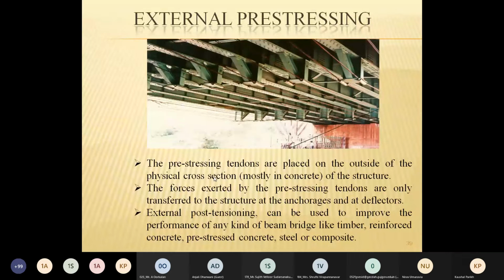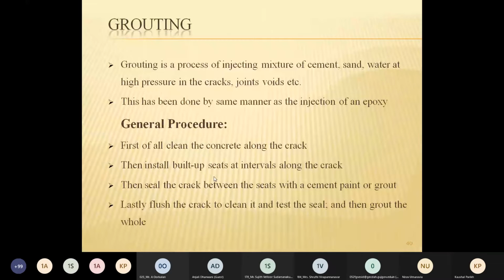Another repair technique that we discuss is grouting. Grouting is a process of injecting mixtures of cement, sand, and water at high pressure into cracks, joints, voids, etc. This is done in the same manner as the injection of an epoxy. But here the grouting can be carried out with any kind of material. Not only epoxy, you can use cement paste also.